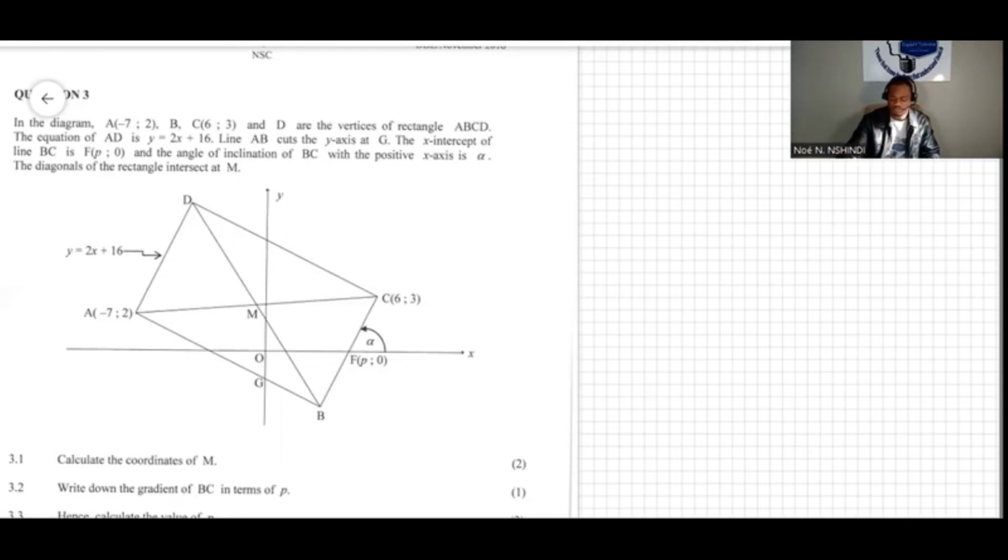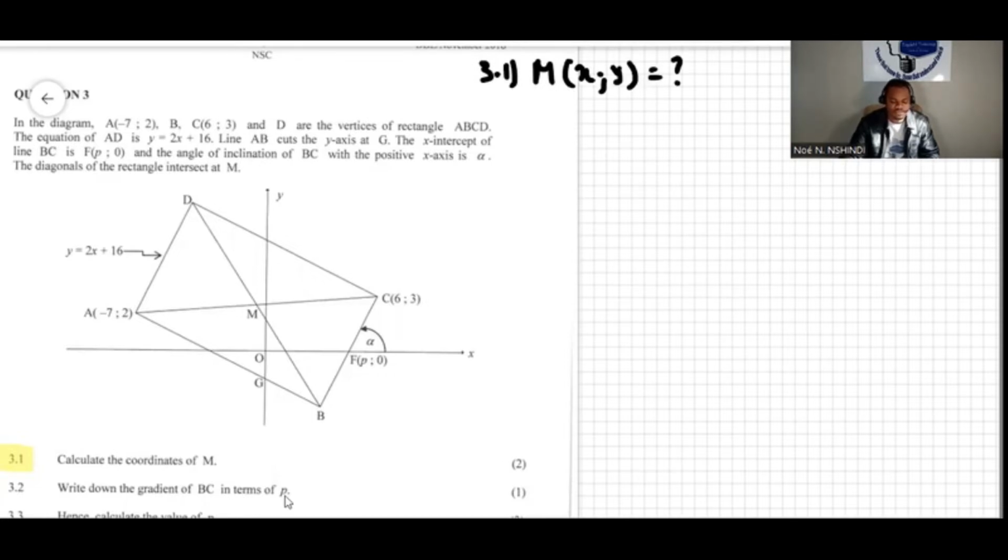Now, question 3.1 says calculate the coordinate of M. So I'm going to write the question here, 3.1. We're looking for the coordinate of M.